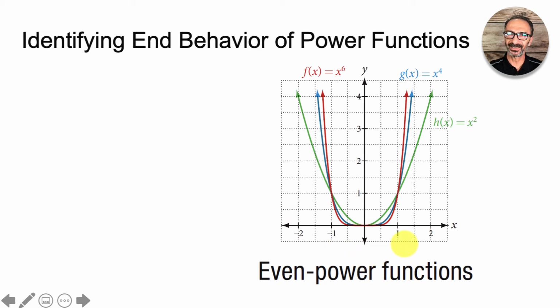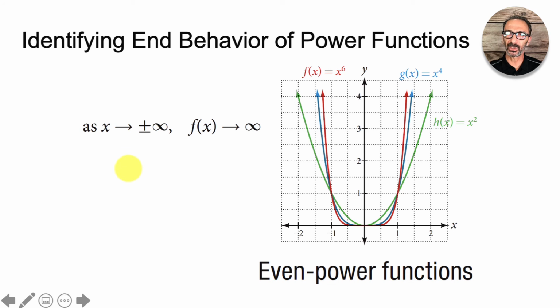Let's talk about end behavior. How do you identify the end behavior? Well, it looks like as x approaches -infinity or as x approaches positive infinity, both ways the values are going up to infinity. So we say as x approaches either positive infinity or negative infinity, right or left, the graph goes all the way up to infinity.